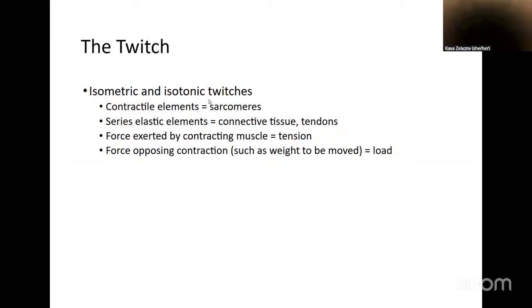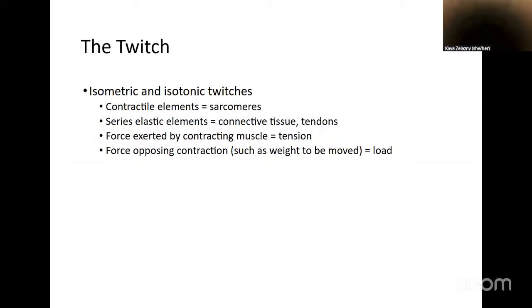Okay. So when we're thinking about what's actually happening during contraction, our contractile elements are our sarcomeres. By that, I mean that's what's getting shorter. We know the actin doesn't get shorter. We know the myosin doesn't get shorter. Just the sarcomeres get shorter because our actin and myosin slide past each other.